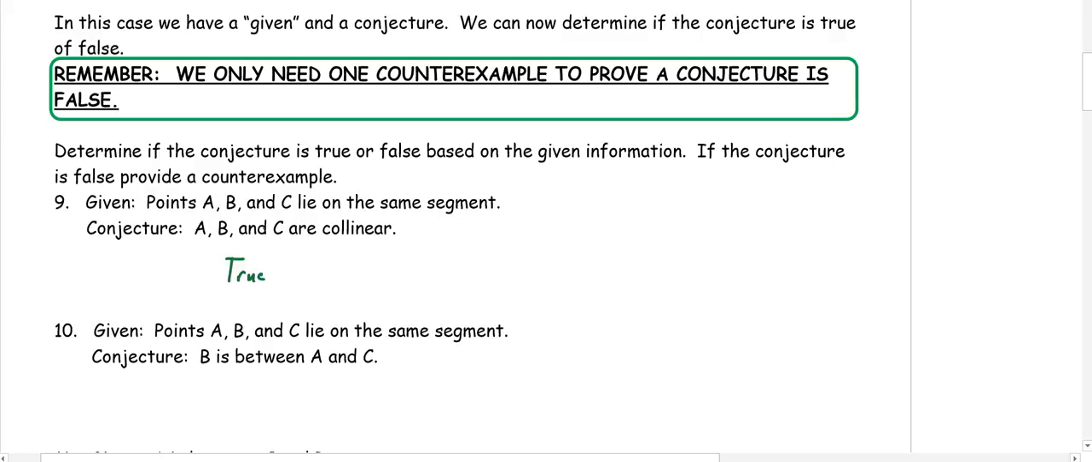Number 10, given A, B, and C lie on the same segment, B is between A and C. This one is false. Just because they lie on the same segment doesn't mean all the letters go in the same order. So we might be able to change it and do B, A, C. So in this case, A was in the middle instead of B.